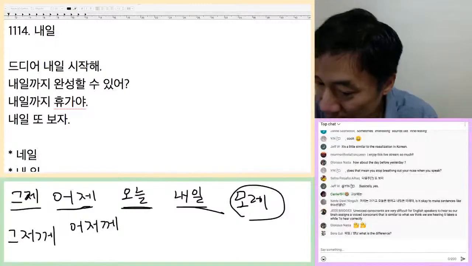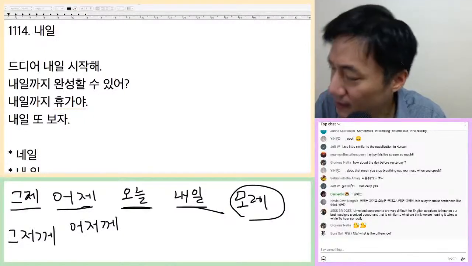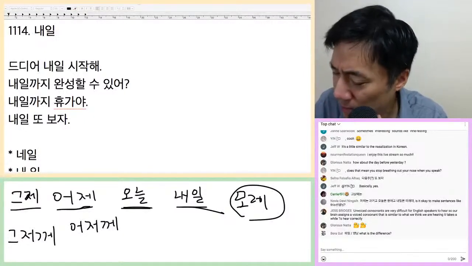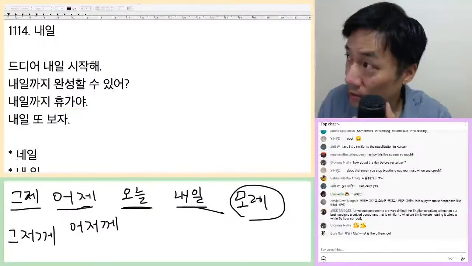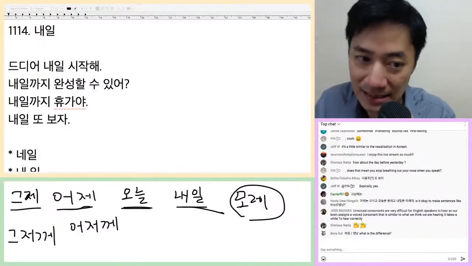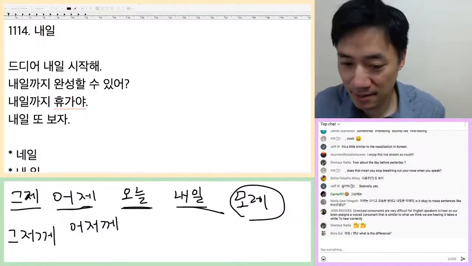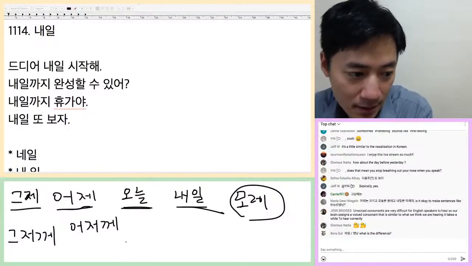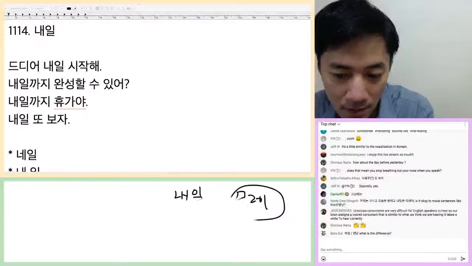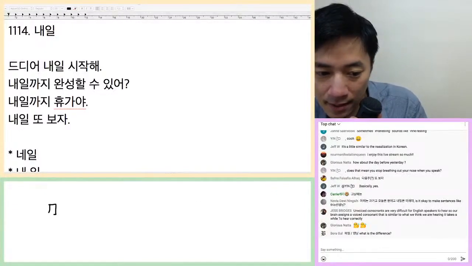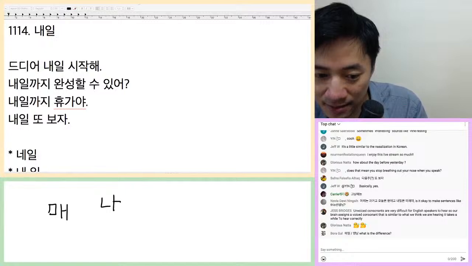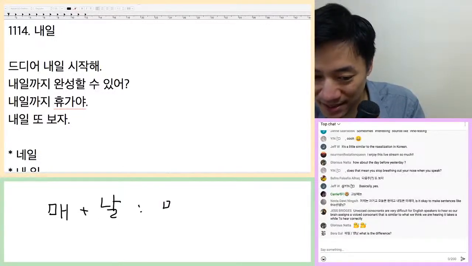매일, 맨날. What is the difference? 매일, 맨날. Almost the same. 매일 is just simply the Sino-Korean one. And 맨날 is 매 and 날 together. The Sino-Korean 매 and 날, day, together becomes 맨날, which means every day.